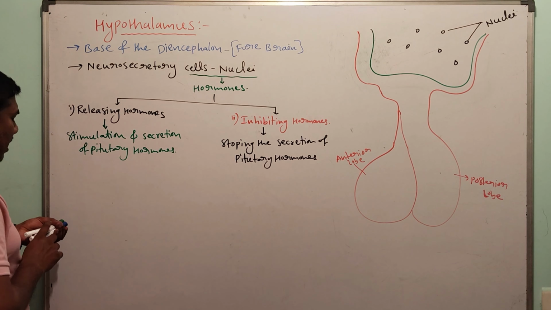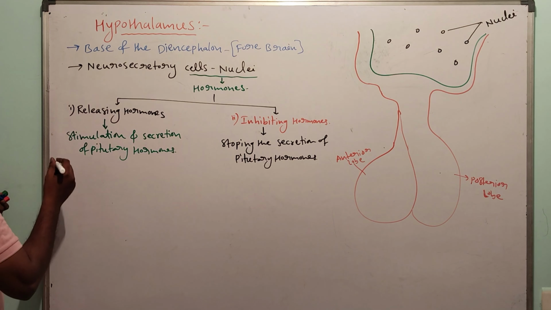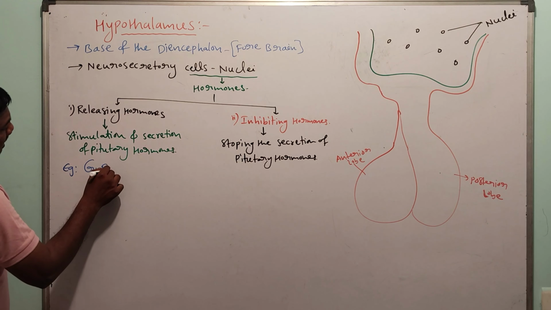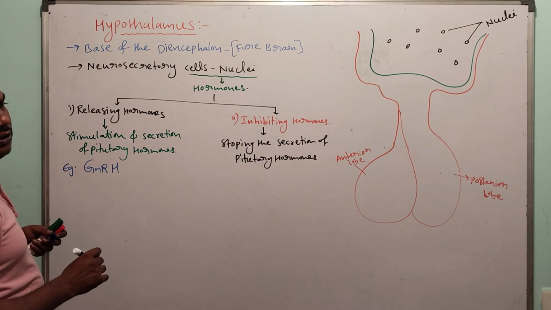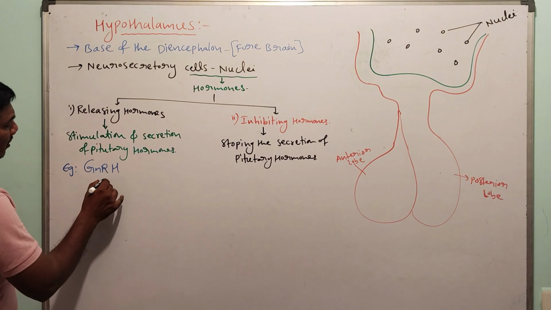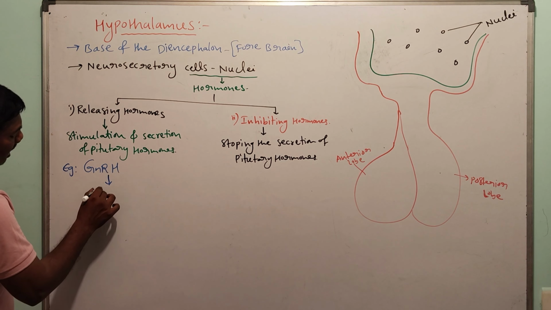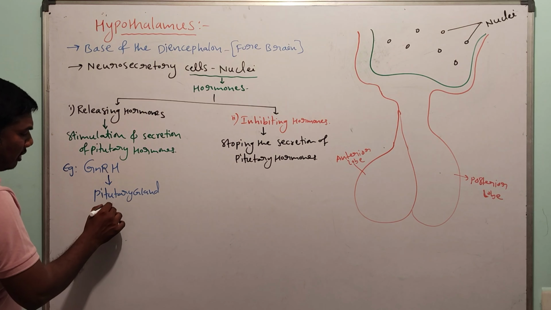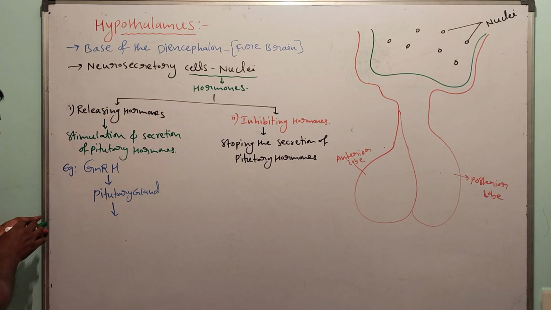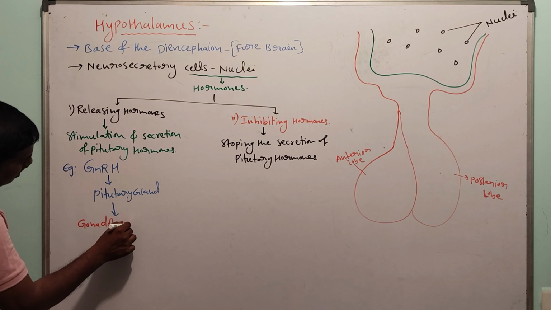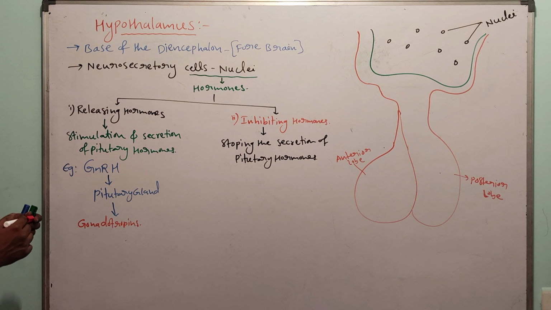For example, the hypothalamus releases one hormone, gonadotropin releasing hormone. This gonadotropin releasing hormone enters into the pituitary gland. The pituitary gland then stimulates the secretion of the gonadotropins.